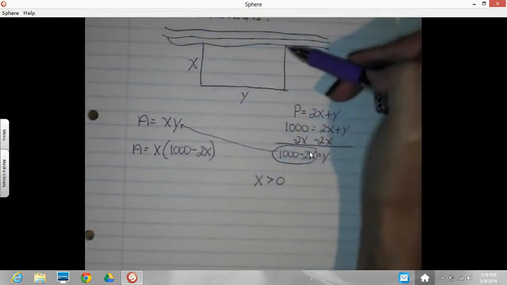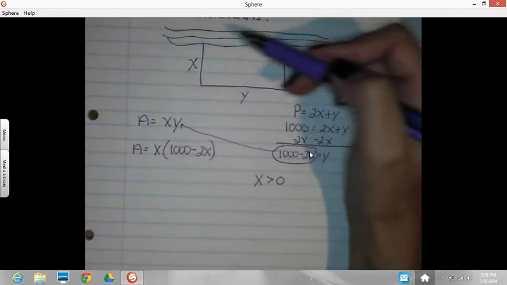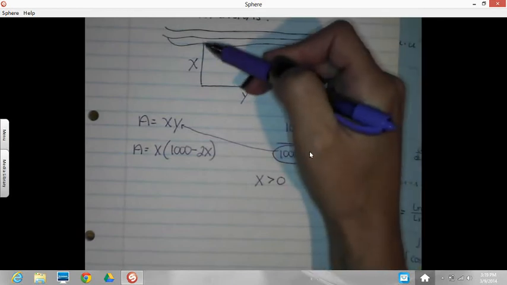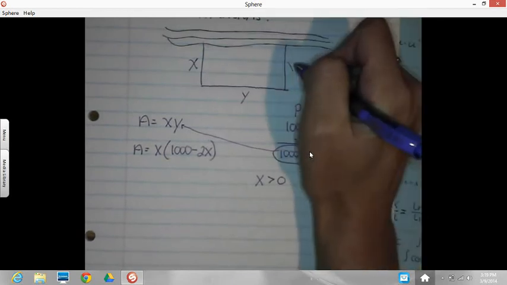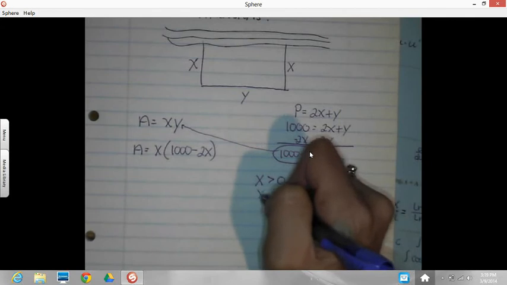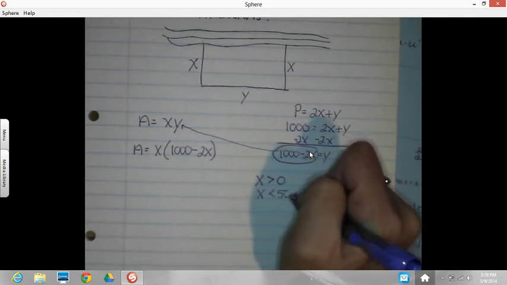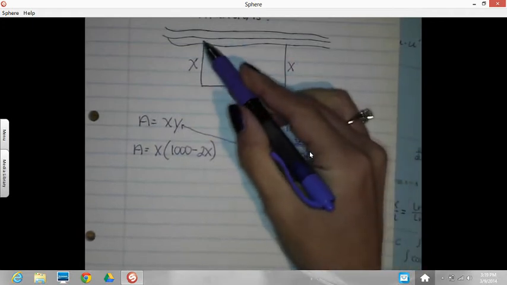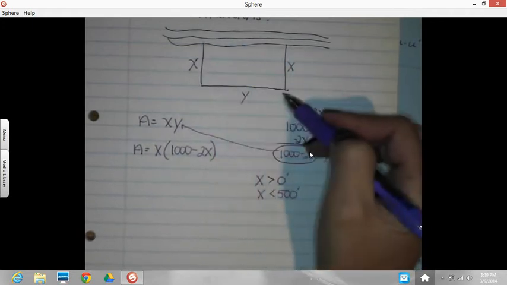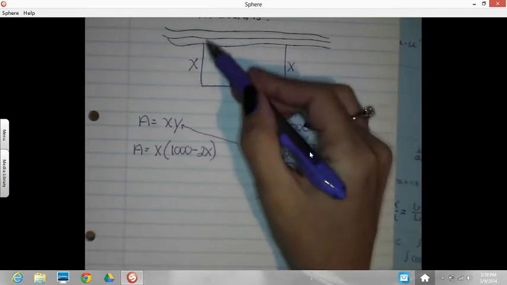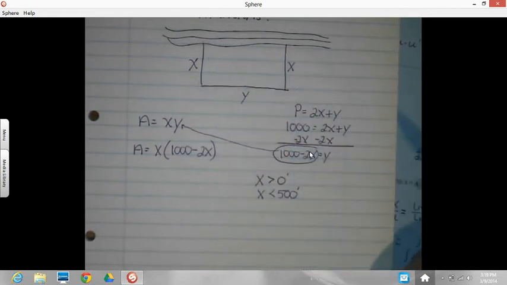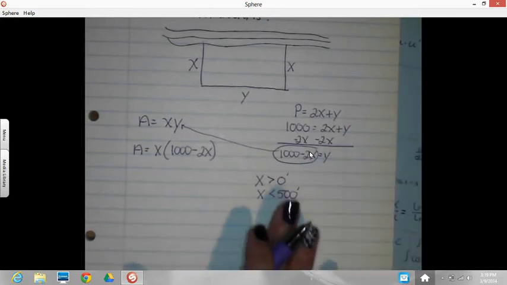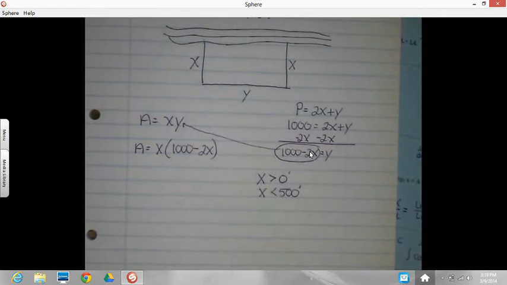And if I've only got 1,000 feet of fencing, what do you think x would have to stay under? Just common sense. I've got 1,000 feet of fencing here. I can't use all of it on these two sides, so it'd have to stay under 500 feet. Because if it equaled 500 feet, I'd use up all 1,000 there, and I wouldn't be able to create a rectangle here. So I've got to stay under 500 feet for that dimension. So that was just common sense for my domain. Again, that might not be needed at the end. In this one, it's not going to be.